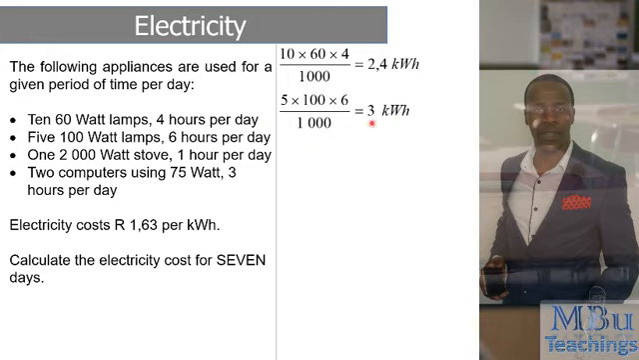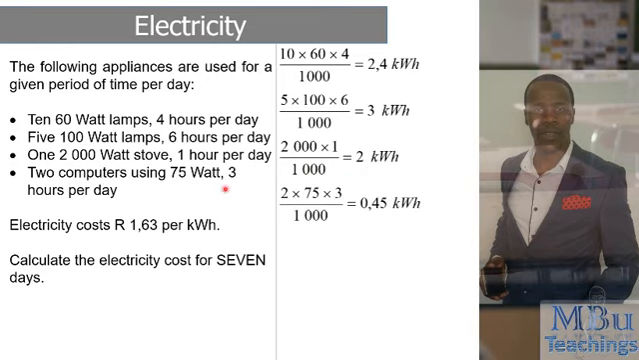That's the answer. Let's move to the third one. 2000 watts times 1 divided by 1000. Then let's go to the final one. 2 times 75 times 3 hours divided by 1000. So this is what we have.